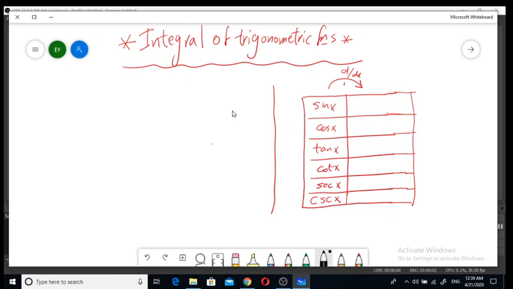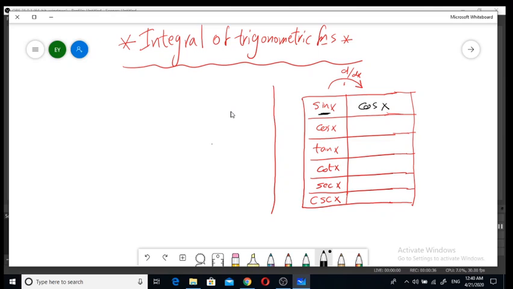Hello my students, in this video we are going to focus on integral of trigonometric functions. We have studied before the derivatives of trigonometric functions. And if we need to find the derivative of sine x, it's going to be cosine x.